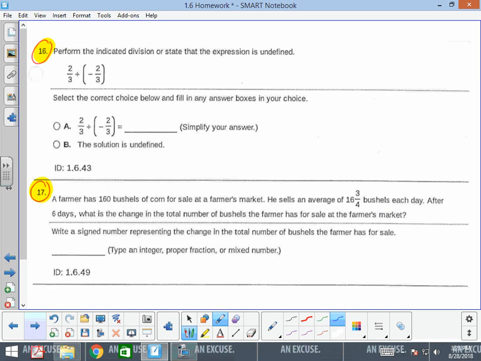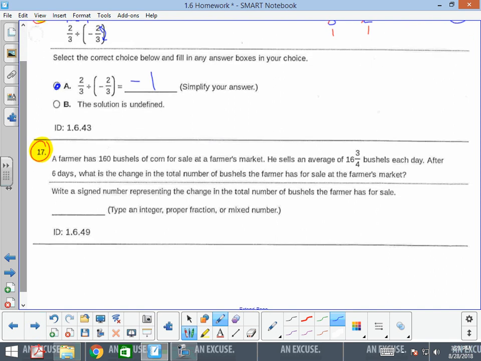All right, number 16. Again, we're going to show our work using keep, change, flip. So 2/3, keep it, change the division to multiplication, and flip. So that'd be negative 3 over 2. When you flip, keep the negative in the numerator. And now this I can cross reduce. So 2 goes into 2 once, here and here. 3 will divide by 3 once, and negative 3 will divide by 3, negative 1. So we multiply numerators, then multiply the denominators, and simplify. So that's negative 1.